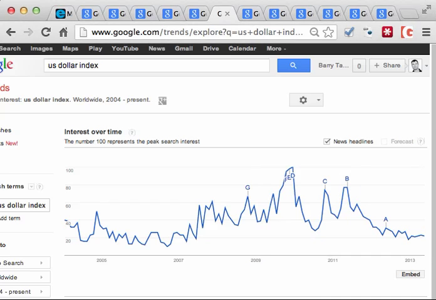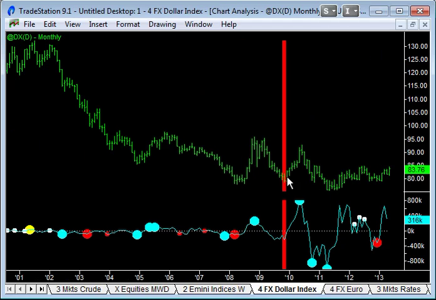Next example is US dollar index. So here we had a peak in December 2009. Again, going to the chart, shows us that was December 2009. Since then we've been bottoming around in the US dollar index and started to take off, as I see it, in the last few months.